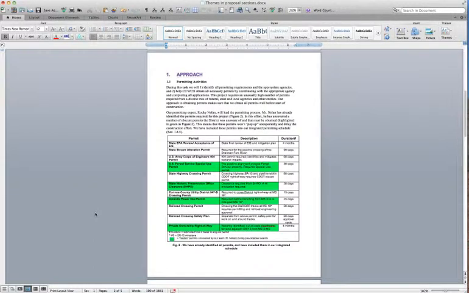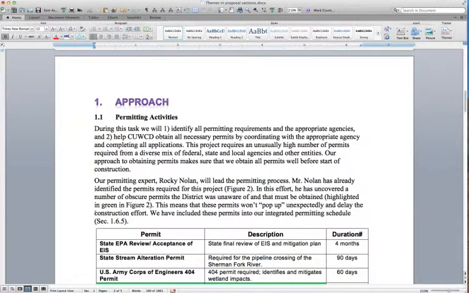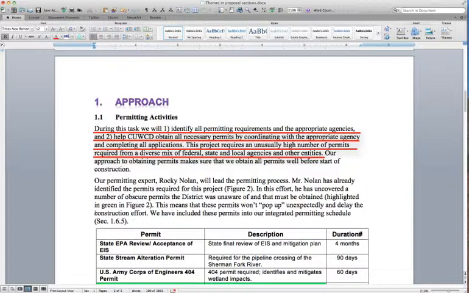Next up is the approach section, where we have to tell the customer how we will conduct all the work required. And the first subsection is permitting activities. We had 2 goals for section 1.1. First, we had to answer the RFP and describe what we will do to secure the permits. We talk about that here and explain how we'll do that in greater detail later in the section.